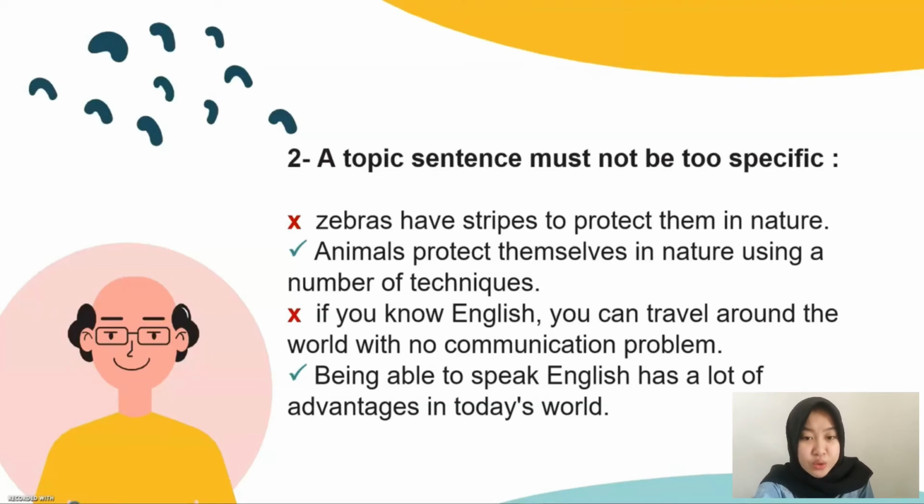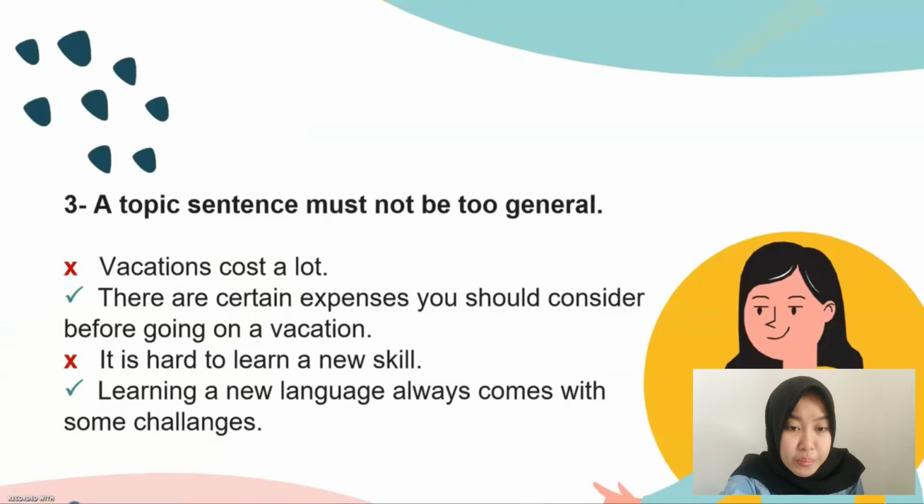Now let's have a look at the next. Well, the third point to keep in mind about writing a good topic sentence is that a topic sentence must not be too general, so it should not be too specific or too general. Some examples will make this more clear.